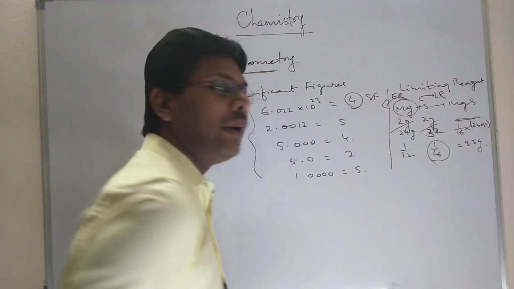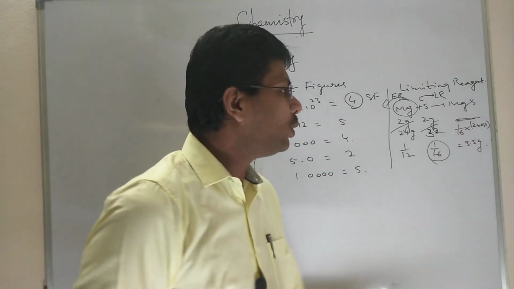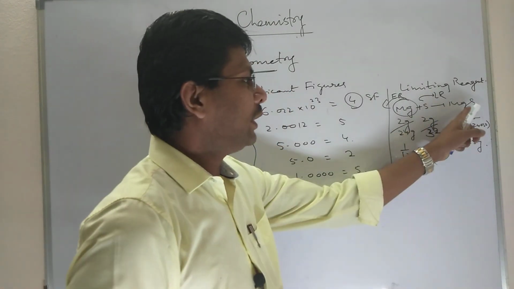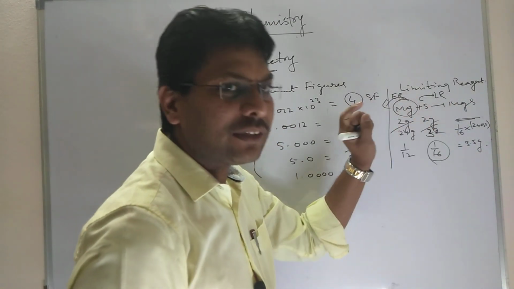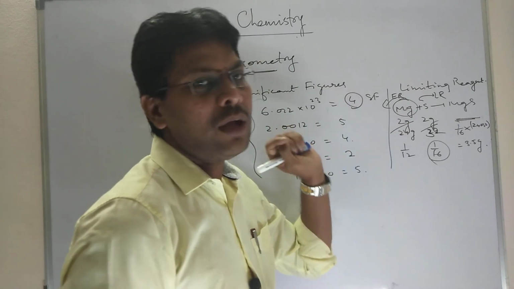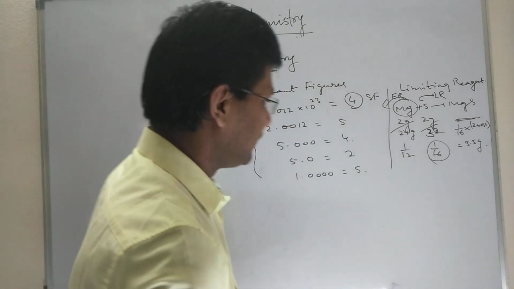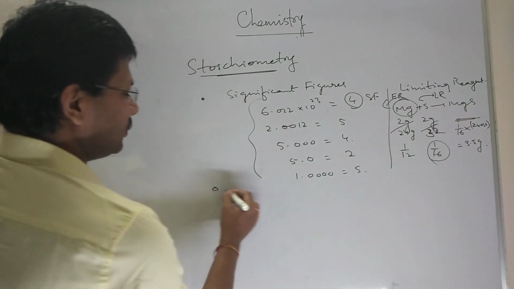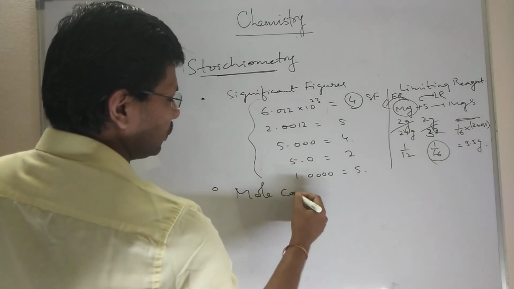So the amount of magnesium sulfide formed is 1/16 mole, or we can say 3.5 gram of MgS. And sulfur is here the limiting reagent, and magnesium is the excess reagent. So next is a little bit of mole concept you need to know.